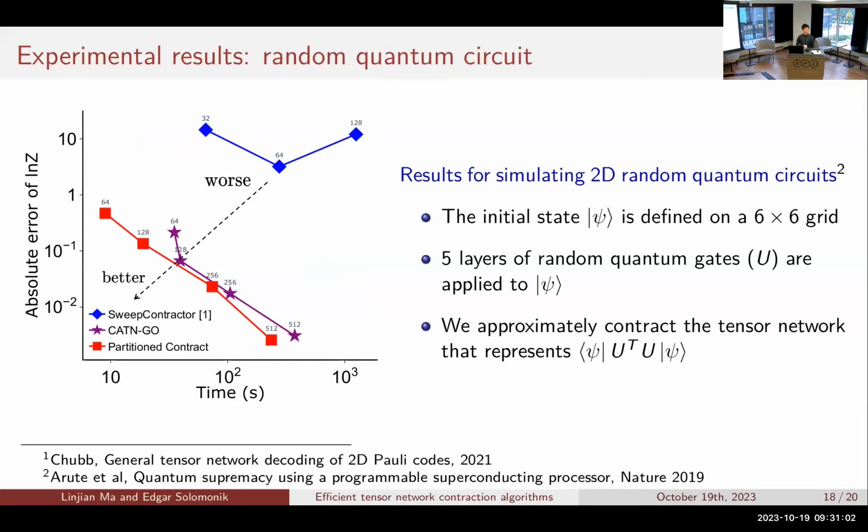Again, this is the experimental result for fully contracting the tensor network that is defined on a random circuit. The performance of partition contract is again much better than the previous work, and can also be a little bit better than cat and go, since we are choosing an environment size that is good.